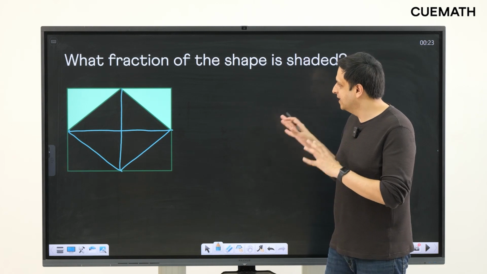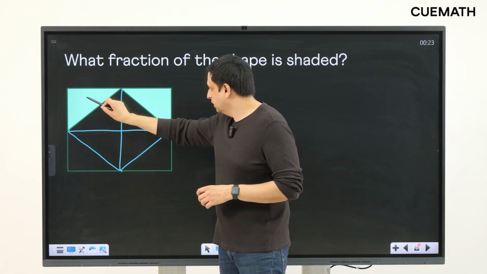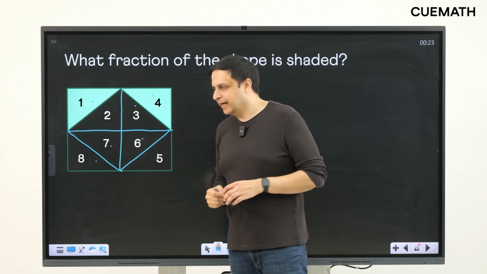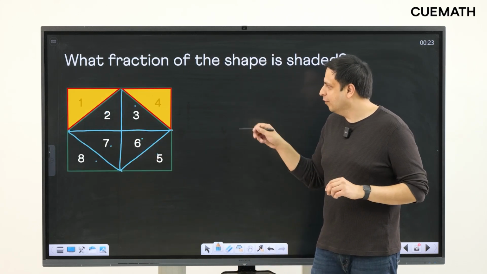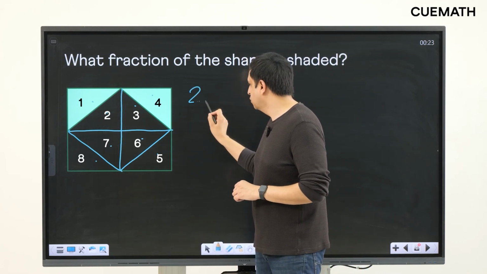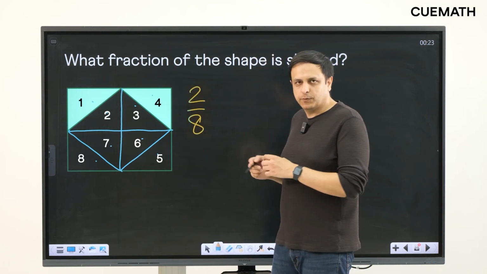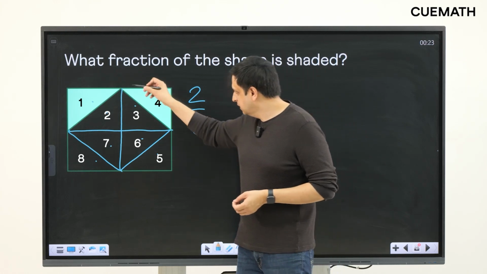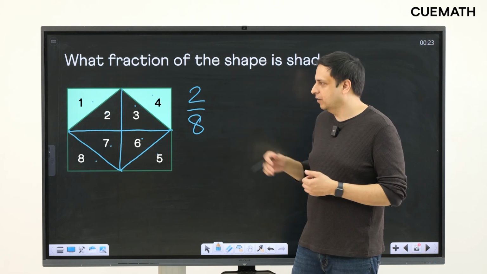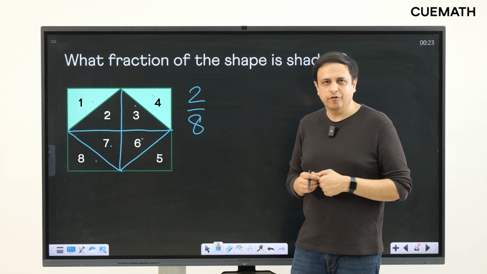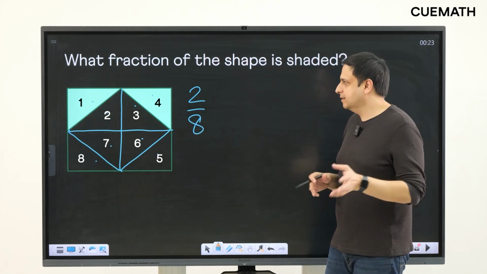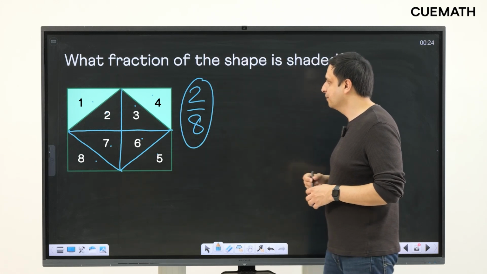And now it is instantly obvious that the whole rectangle is being divided into 1, 2, 3, 4, 5, 6, 7, 8 equal parts. 2 of those 8 parts are shaded, and therefore this represents the fraction 2 over 8. The reason this problem is difficult initially is because this division into equal parts is not given, it's not drawn in the picture, and that is what you have to figure out, and that is what makes this problem challenging. But once you do that, it's immediately obvious that this is the fraction 2 over 8.